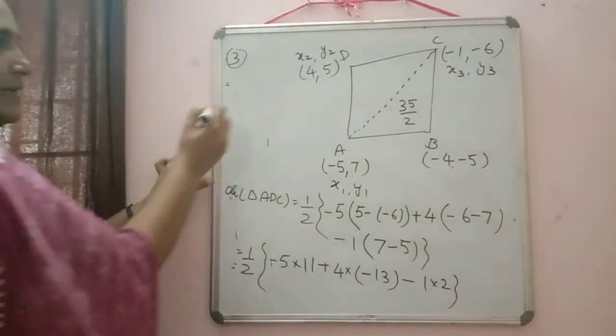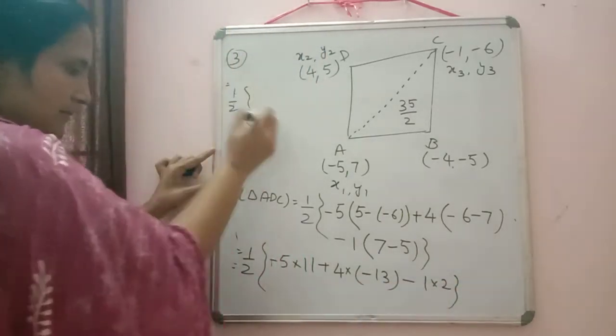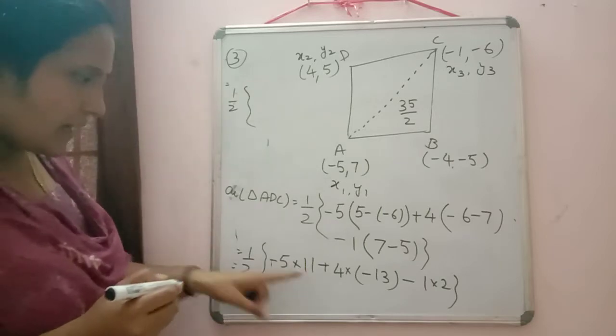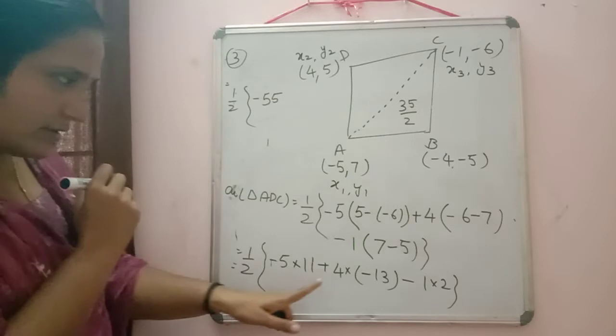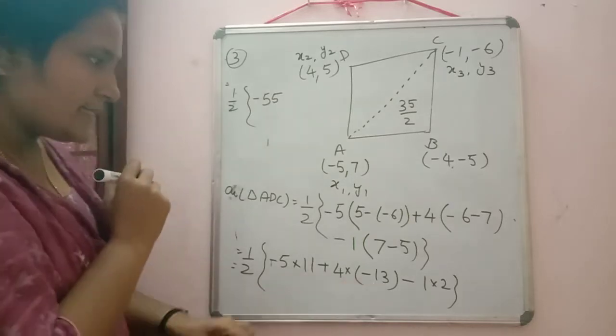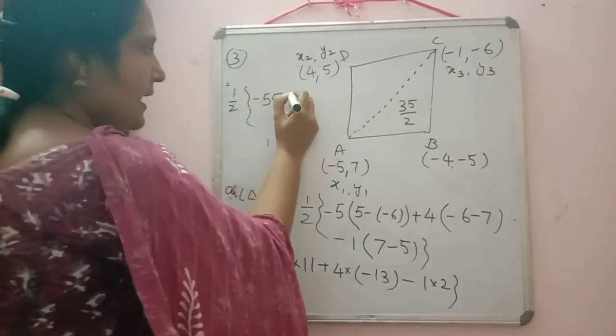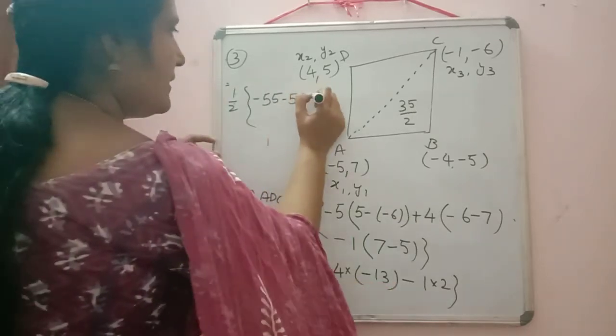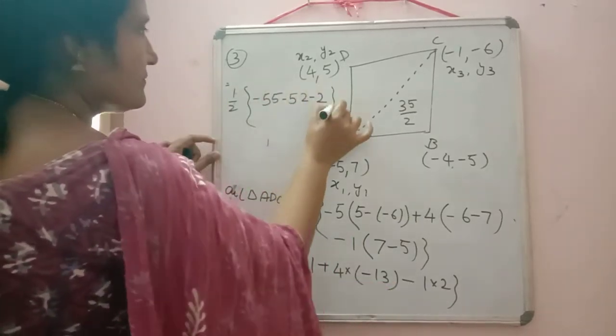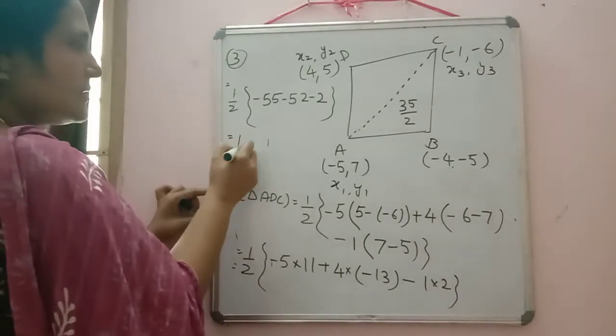So what we are getting here? Half into minus 5 into 11 will be equal to minus 55. 4 into minus 13 will be equal to minus 52. And here we are getting minus 2. All the numbers are negative.